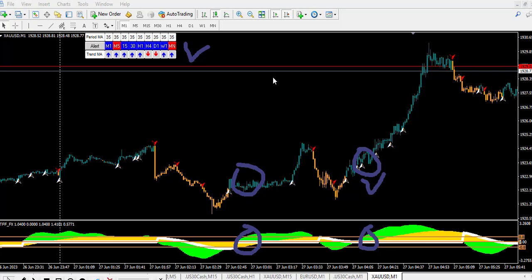This particular strategy works well on the 1 minute time frame, though you can use it on other time frames, but I've combined these forex tools for MetaTrader4 and to trade on the 1 minute time frame.